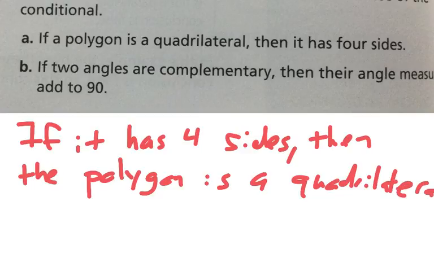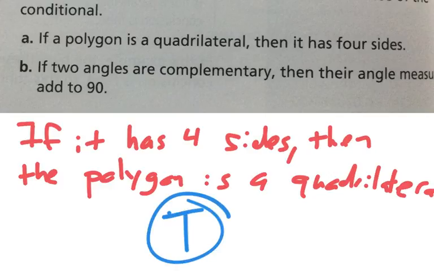So we agreed the original statement is true, right? If it's a quadrilateral, it has four sides. Now what about the converse? If it has four sides, then the polygon is a quadrilateral. So if I draw a shape, it has four sides. Is it a polygon? Is it a quadrilateral? Yeah, it is. So this time, the converse is also true. Now, it doesn't always have to be true. We just proved that before. But they can still be true sometimes.